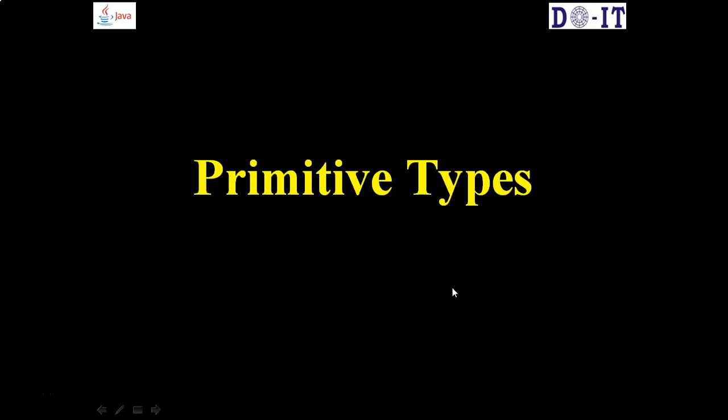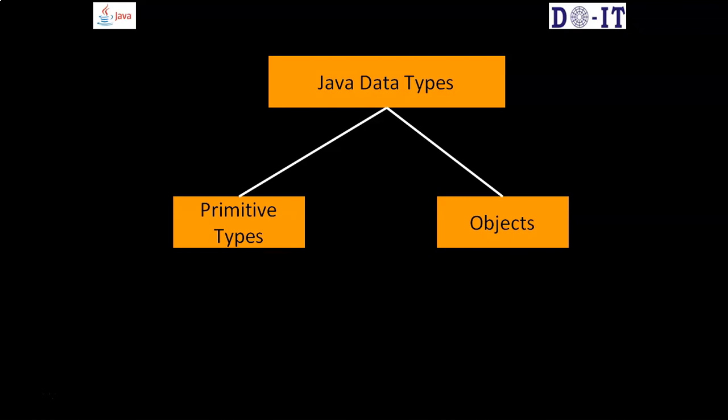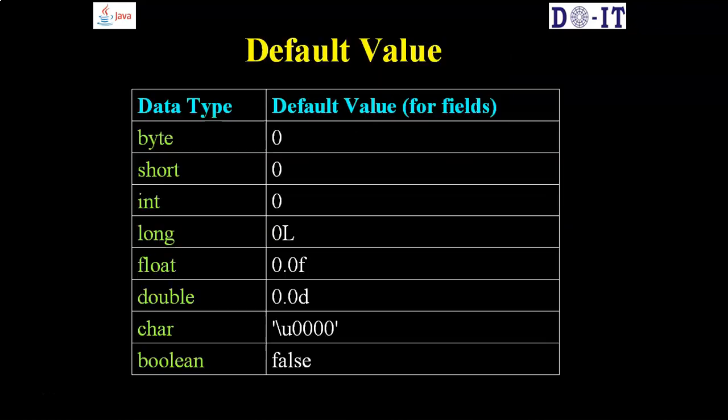Greetings to all. Today we continue our discussions with primitive types. Categorize data types broadly into two. They are primitive types and objects. The primitive types are predefined data types.